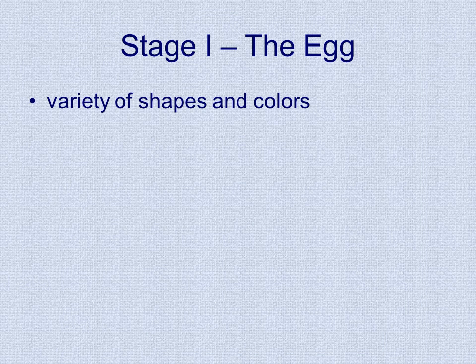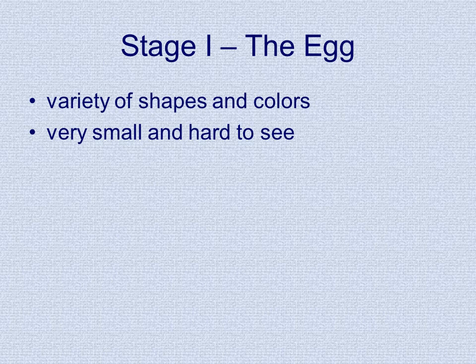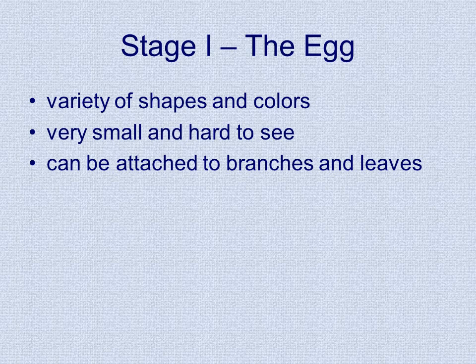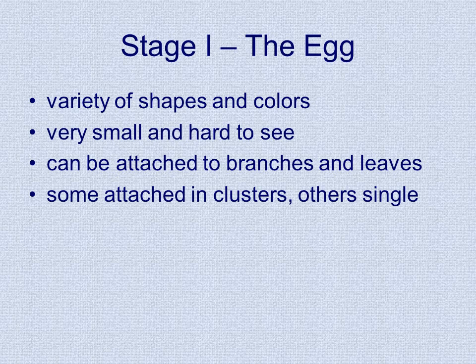Okay, stage 1, the egg. A wide variety of shapes and colors for butterfly eggs. Usually they're very small and they're hard to see. You have to look for them really hard in order to see anything. They can be attached to branches and leaves. This is to kind of protect them and help them survive in the wild. Some of them are attached in clusters, and then others are single eggs.